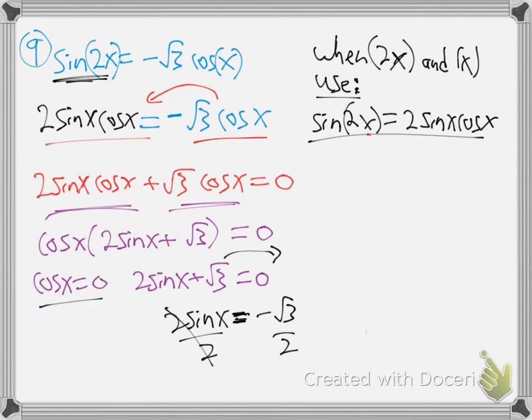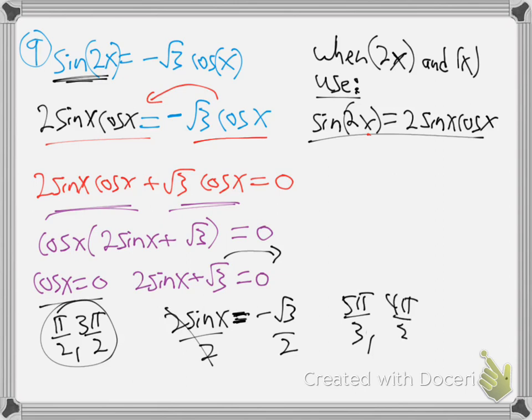So just go to the unit circle. Where's cosine 0? At pi over 2 and 3 pi over 2 cosine is 0. Where's sine negative root 3 over 2? That is, I think, is it 5 pi over 3? And just shy of that. Is it 4 pi over 3? I think that's, oops.